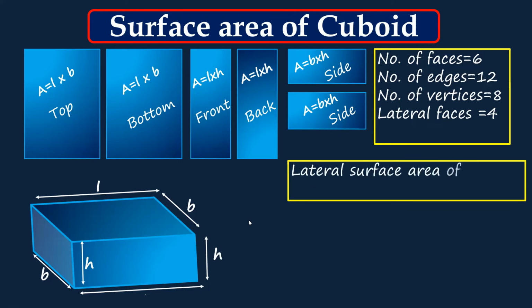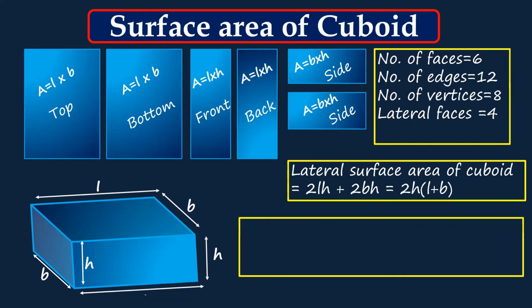Now, if I want to calculate the lateral surface area of the cuboid, I have to consider only 4 faces, which are the lateral faces. And what is the area of these lateral faces? We can see that here, front, back, and side faces. So, what is the area of this? This is 2 times L into H plus 2 times B into H. So, we'll write down over here 2 into length into height plus 2 into breadth into height, that is equal to 2 times H into (L plus B). This is the lateral surface area of this cuboid.